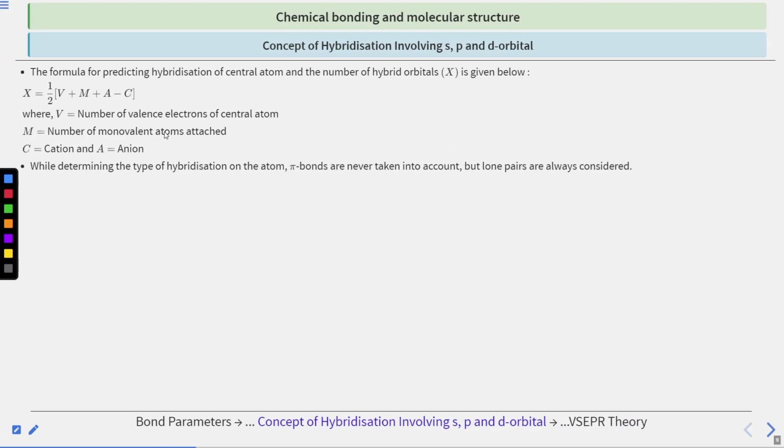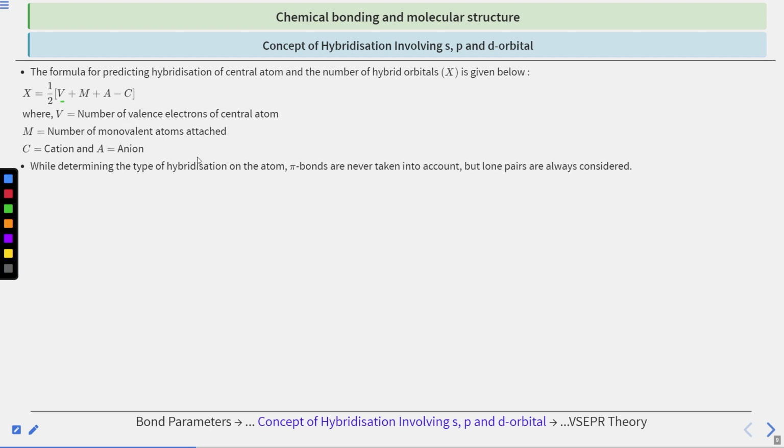So the formula for predicting the hybridization of the central atom and the number of hybrid orbitals is given by x equals half of (V plus M plus A minus C), right? Where V is the number of valence electrons of the central atom, M is the number of monovalent atoms attached, C is the cation charge and A is the anion charge, right? So you can predict the hybridization of the central atom by using this formula.